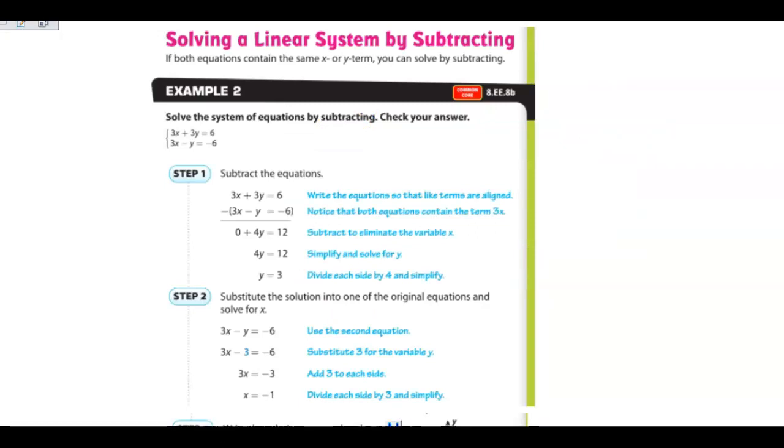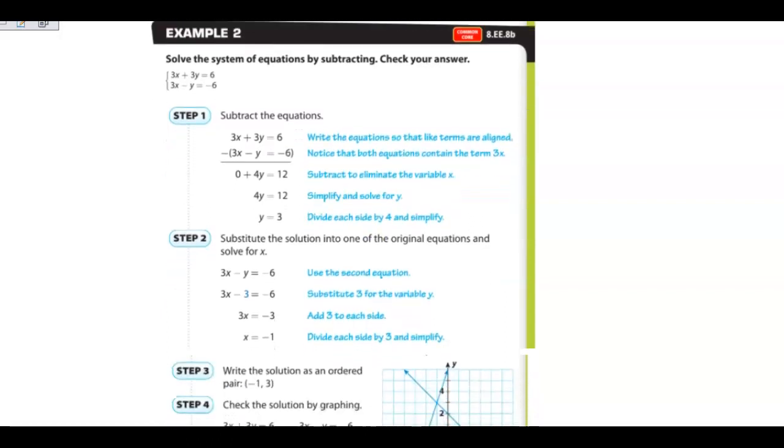Alright, so we can do it by subtraction. Do the same thing that we did with addition. We're just going to subtract instead of add this time. So when I look at my systems, my two equations, I see that I have a 3x and a 3x. And I know that if I take 3x minus 3x, I get 0. So I'm going to subtract these two. So we're going to subtract 3x from 3x, that's 0.